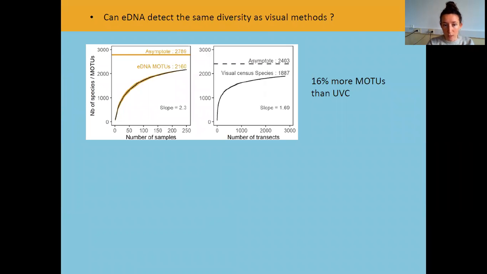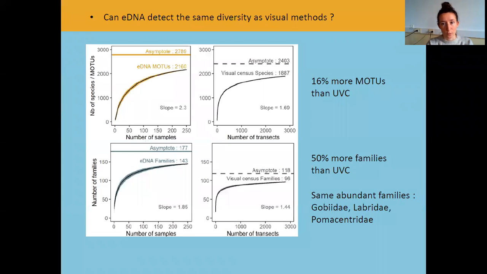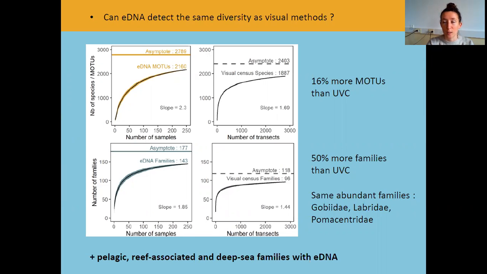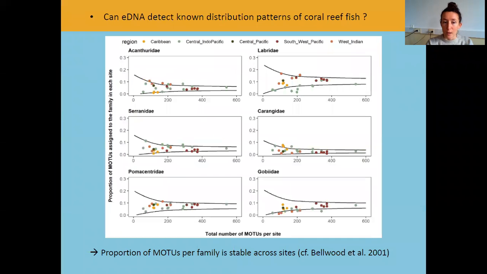We found that eDNA, on the left, detects 16% more MOTUs and 50% more families than visual census on the right. The same dominant families are identified with both methods, but eDNA detects more pelagic, reef-associated, and deep-sea families. Second, we investigated if eDNA can detect known distribution patterns of coral reef fish.